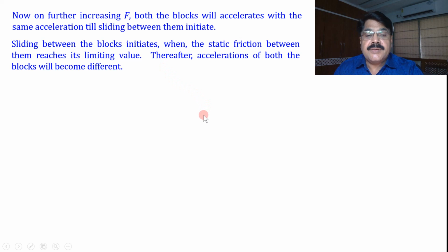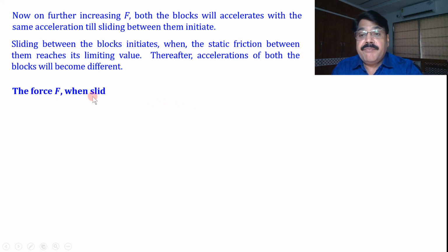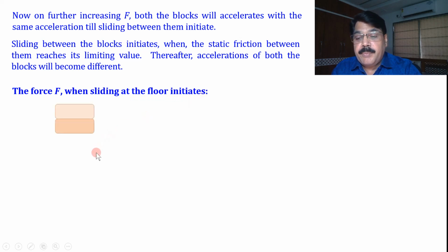Now let's analyze the entire situation step by step. So first we decide when sliding at the floor initiates, the force F when sliding at the floor initiates. So here is the free body diagram. We apply the force F. Now this friction will act in this direction. It will always be equal to F.